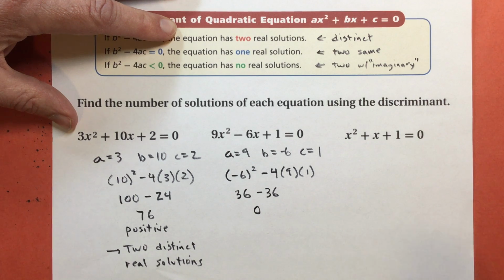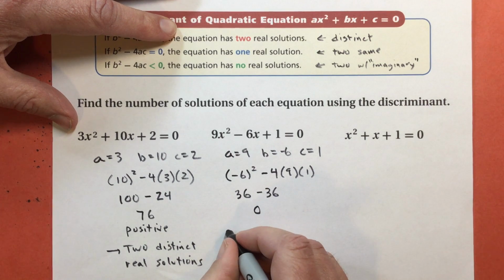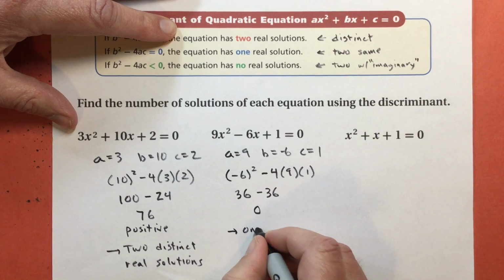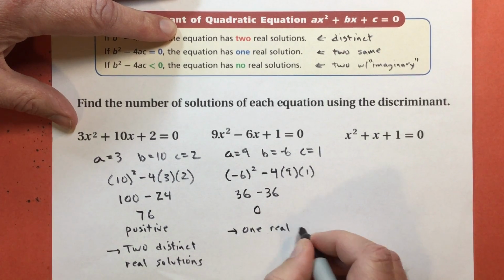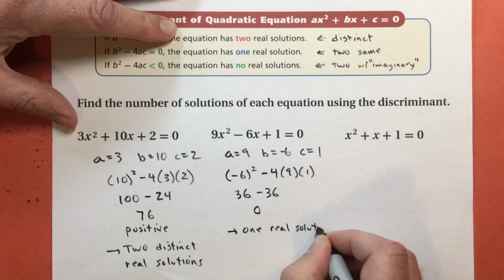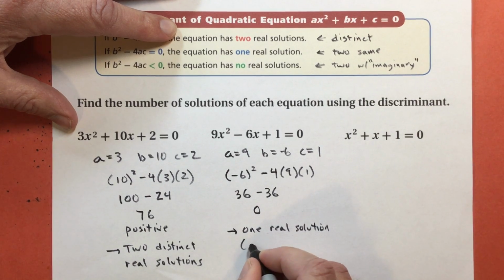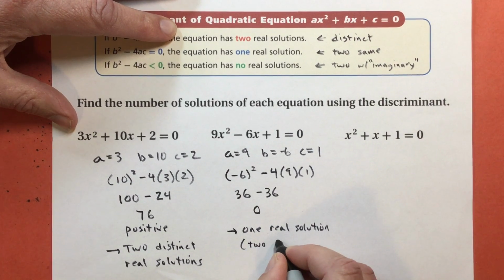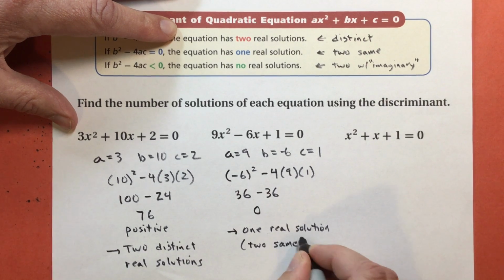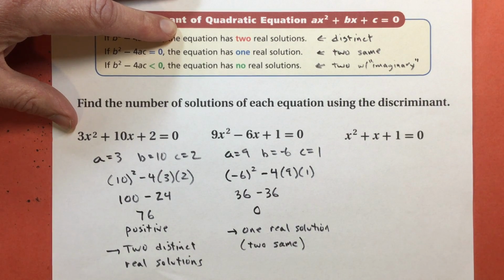That's neither positive nor negative. So I get one real solution, but it's actually two that are the same. So they are not distinct. You get the same thing twice.